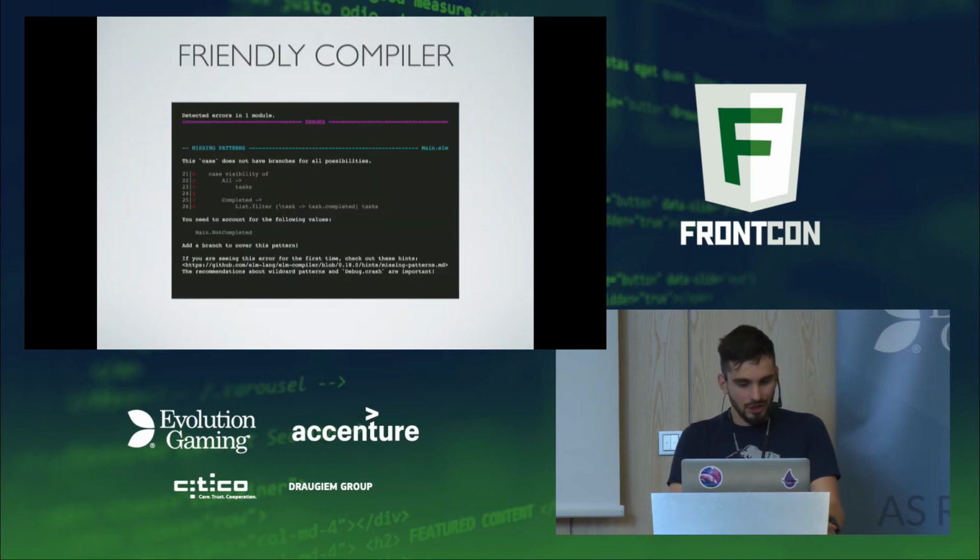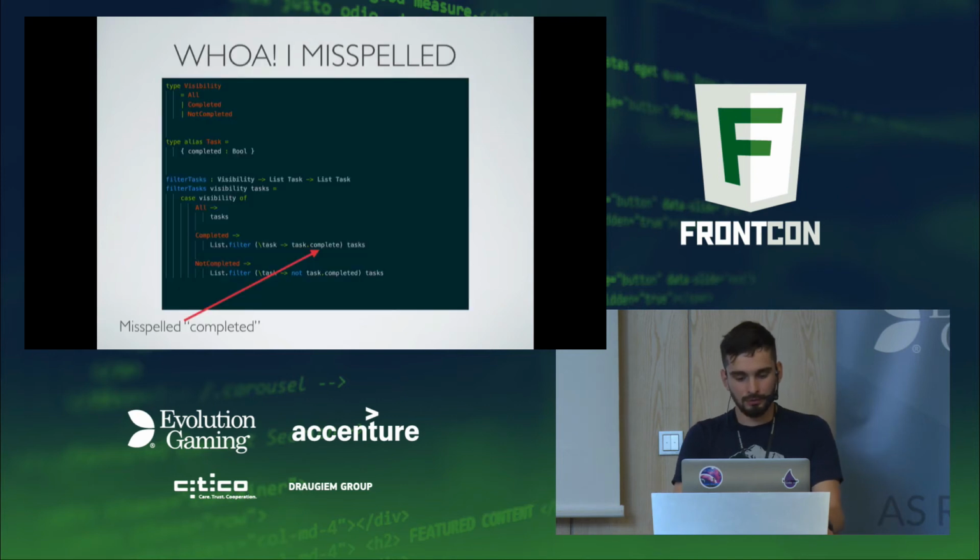So you might need to account for the following values. Main.notCompleted. Main is a name of a module we are currently located in. It says add a branch to cover this pattern. So it's easy, right? Quite easy to understand what's going on here and how to fix it. Now let's do a little bit more tricky one.